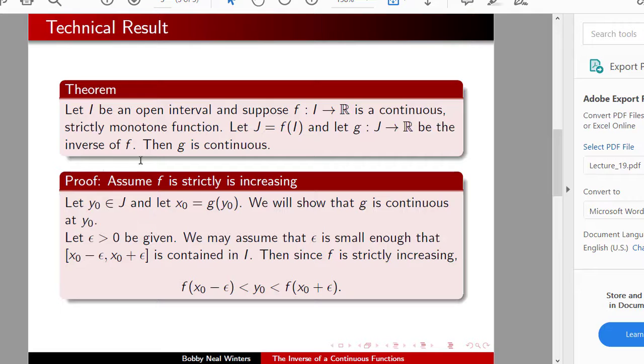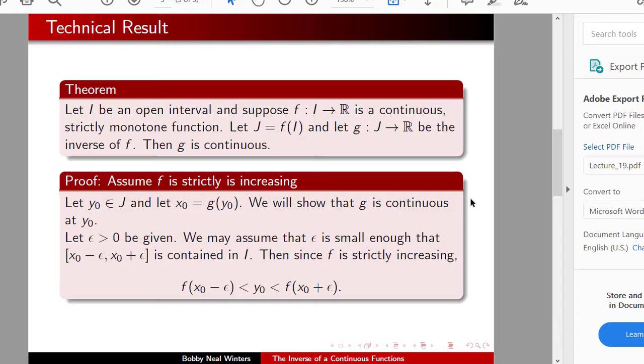This is a theorem. Okay, what is it? It's about proving that g is continuous. So I'm going to prove that g is continuous at every point in its domain. So let's just pick a point in its domain. Why not an element of J? And I'm going to say let x naught be equal to g of y naught. And so we will show that g is continuous at y naught. Okay, so this is about proving that g is continuous at y naught.